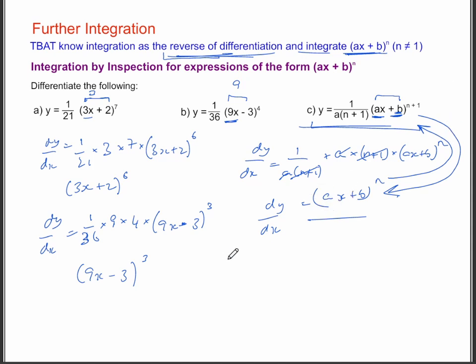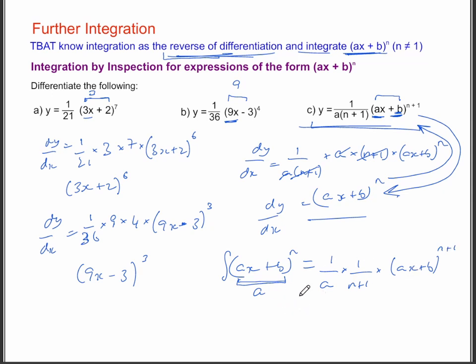Therefore, if you integrate this, ax plus b power n, what will happen is you will divide this time by whatever is the differentiation inside the brackets. So the differentiation here inside the brackets is a from ax, b becomes 0. Therefore, you're going to divide it by that. So 1 over a. Then you multiply. Then you have your n, which becomes n plus 1. And you divide by that as well. So we'll multiply by 1 over n plus 1. Then we have our bracket as it is, ax plus b, then power n plus 1.